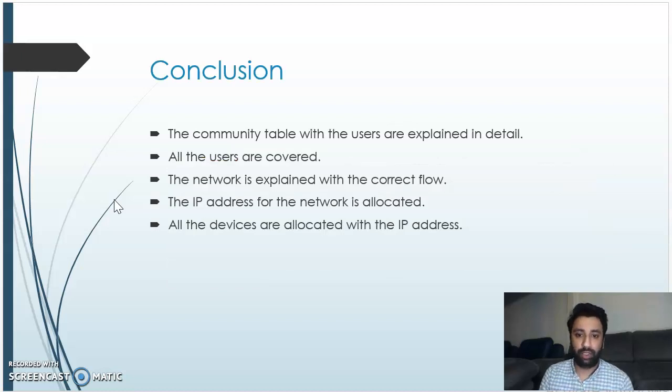In conclusion, the community table with the users is explained in detail. All the users who are going to use the network are covered. The network is explained with the correct flow, like how traffic is going to be divided. The IP addresses for the network are allocated, so we have allocated an IP to every address, and all the devices are allocated a unique IP address.